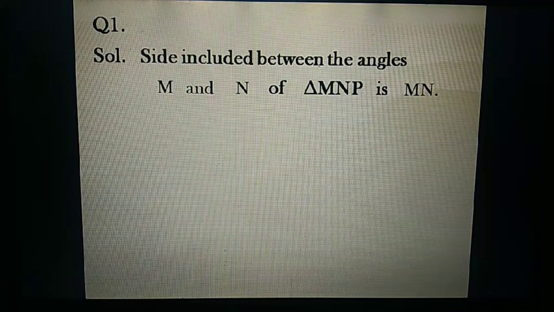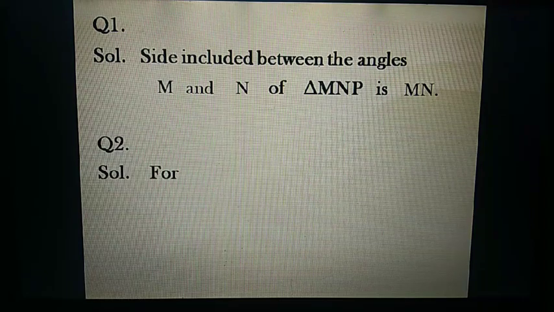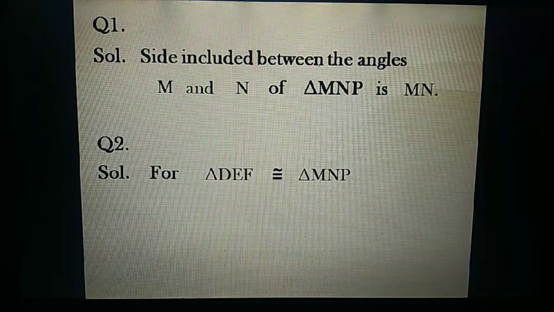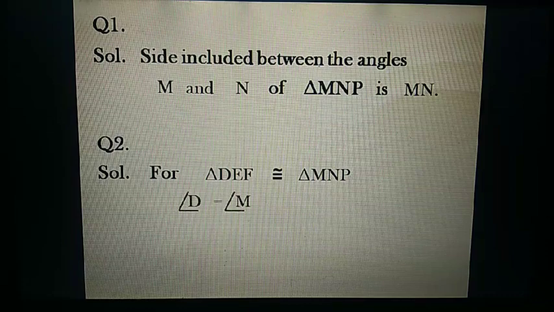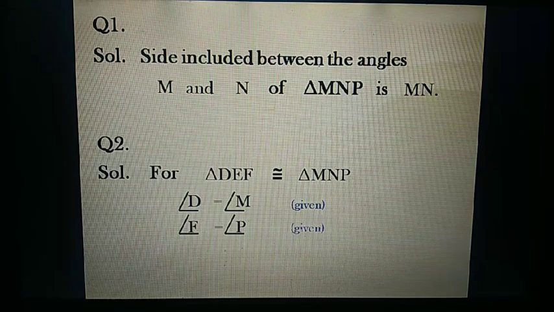Question number 2. You want to establish triangle DEF congruent to triangle MNP using the ASA congruence rule. You are given that angle D is equal to angle M. So first, this statement we are supposed to prove. The given condition is angle D is equal to angle M, and the second condition given to you is angle F is equal to angle P. These two angles are given to you as equal, and they are the corresponding angles in the two triangles. What information is needed to establish the congruence?